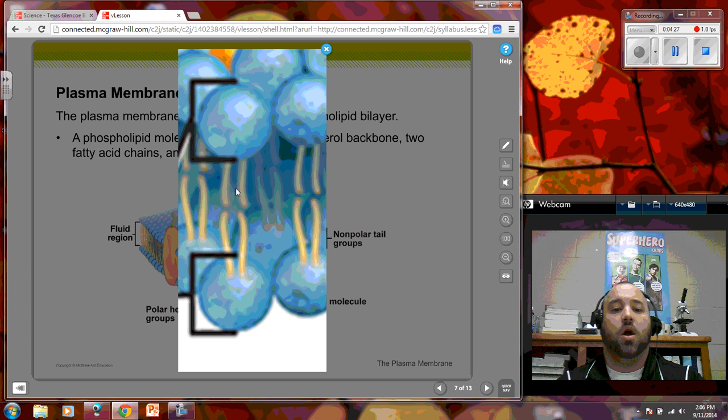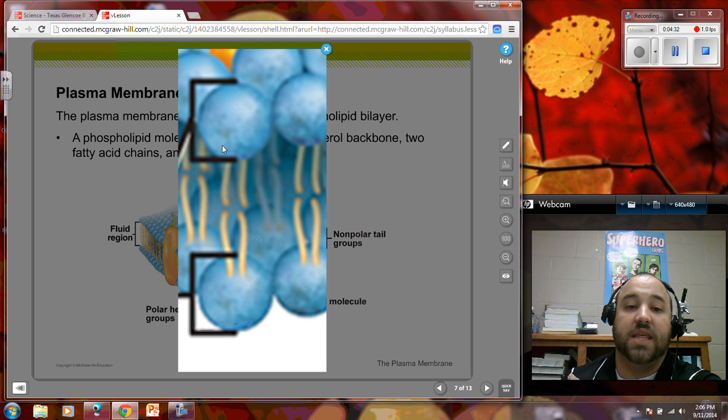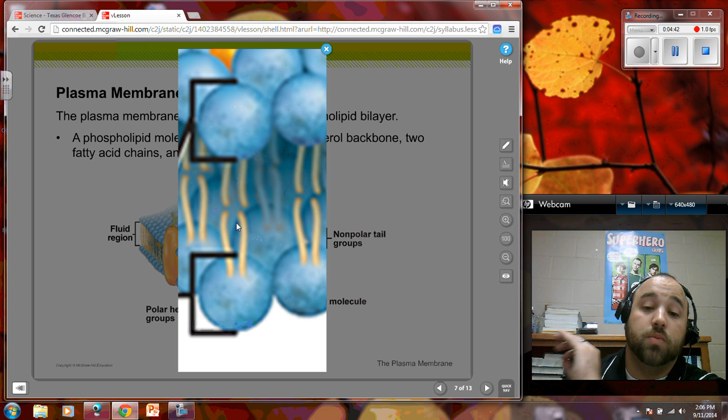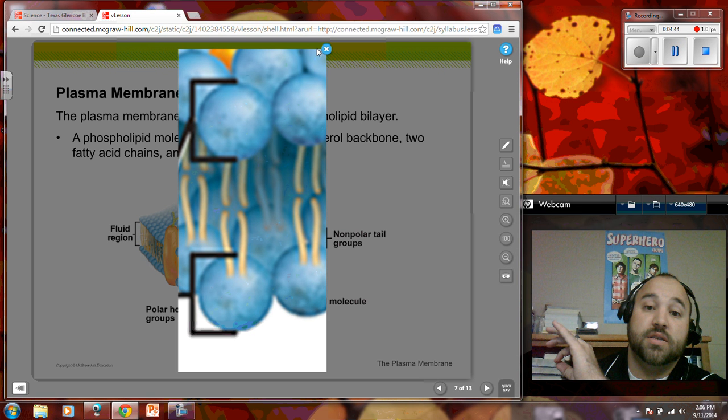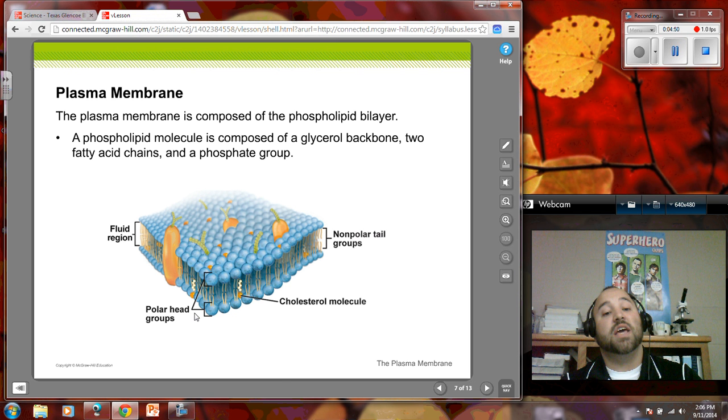Again, here's your phosphate, and the glycerol backbone is within this phosphate diagram. You don't really see it. And then we have two fatty acid chains. Now, the head is a hydrophilic region, which means polar. If you remember, water is polar. Polar things attract each other, such as these phospholipid heads. They attract water.